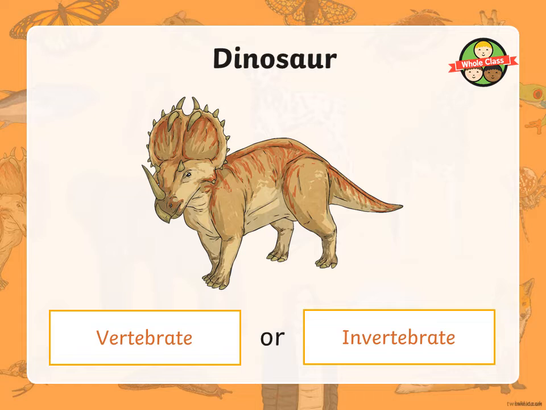A dinosaur. Is the dinosaur a vertebrate? Does it have a spine? Or is it an invertebrate without a spine? If you guessed vertebrate, then you are right. I was thinking about the dinosaur bones in the museum. Of course they have bones.